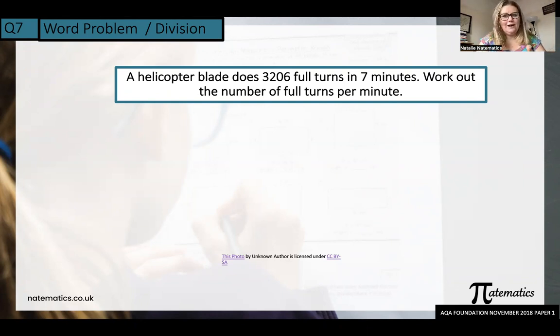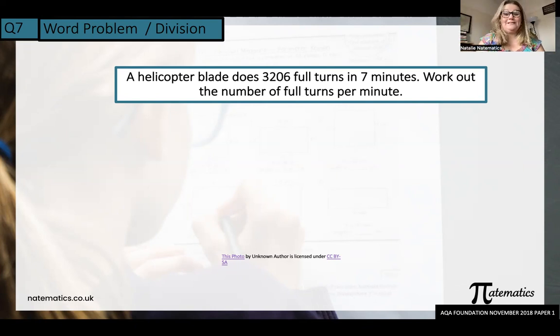Now, when it's a non-calculator paper, you need to make sure that you know how to do things like divide, multiply, add, subtract. You know how to work with fractions and decimals and percentages and do those by hand. So I had a request from somebody on my Natematics page yesterday about how to do the bus stop method. So I thought, now's the time to actually record that for you.